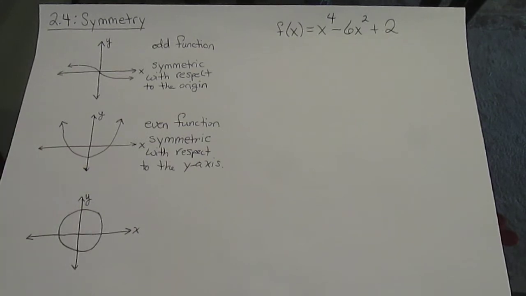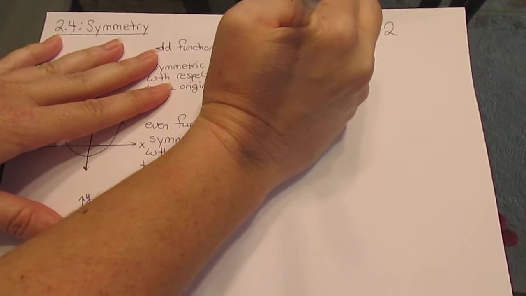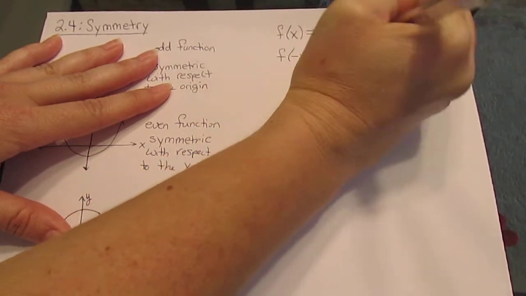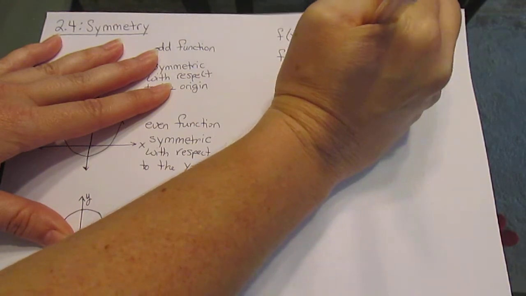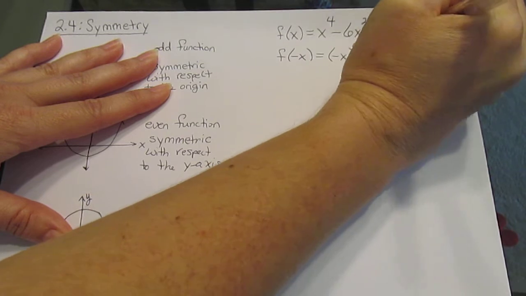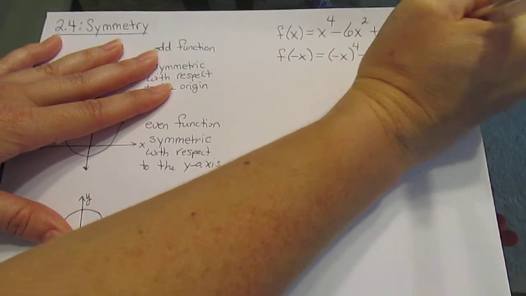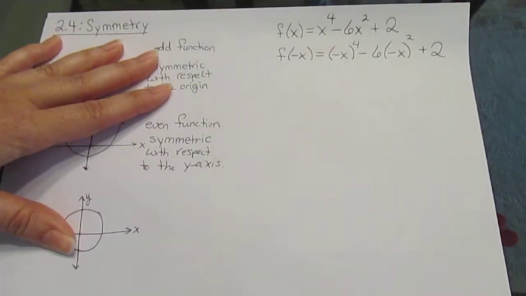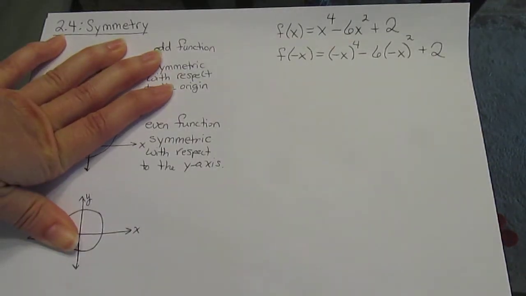You can plug in a negative x to determine if it's an even or odd function. So let's take a look at what happens in this one. Plug in negative x. So we get negative x to the 4th minus 6 times negative x squared plus 2. And then do some simplifying.